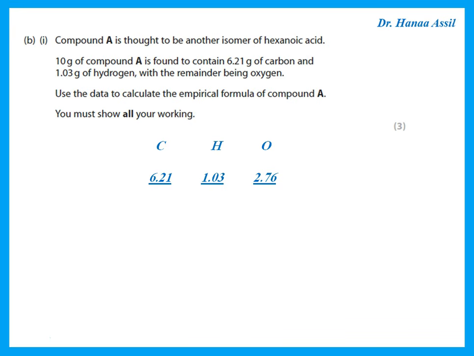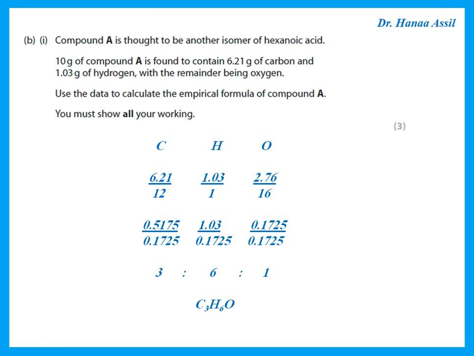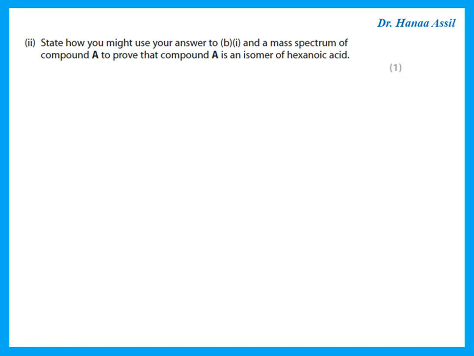Do you remember how to do empirical formula? We divide first by the atomic mass. Carbon is 12, hydrogen 1, oxygen 16. Now, the numbers that come out, you divide by the smallest. And that gives me a ratio of 3 to 6 to 1. Remember that at that point it has to be a whole number. That means my formula is C3H6O.